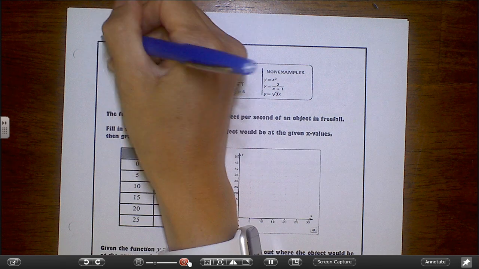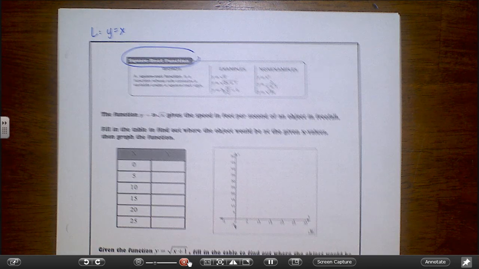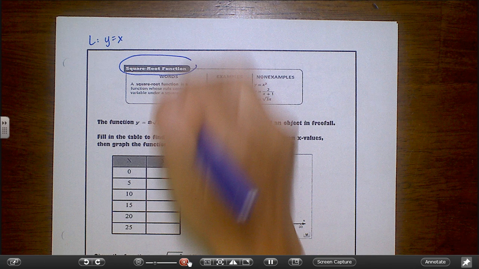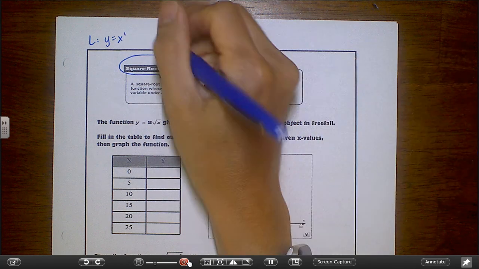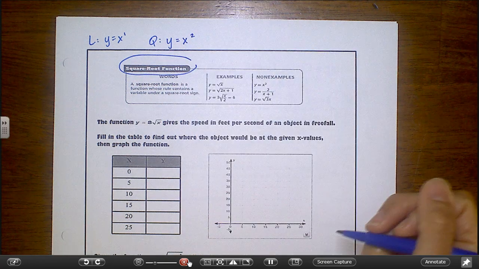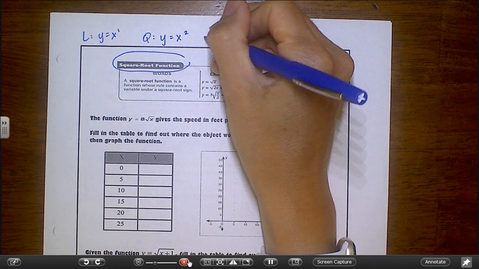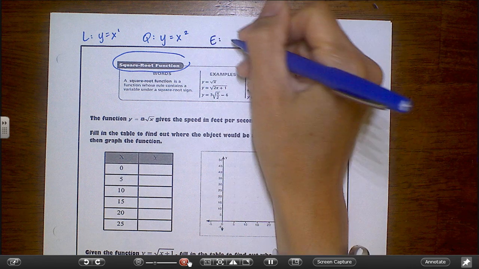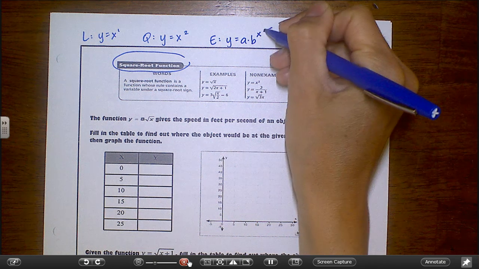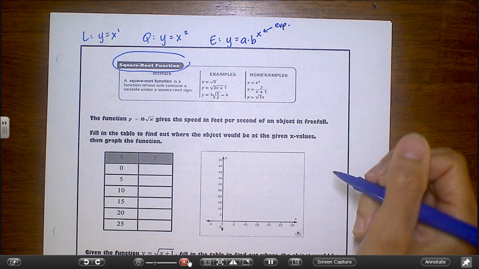So square root functions are easy to tell. Remember, linear functions, you have just y equals x, where x is a base with an exponent of 1. Quadratic functions, you have y equals x squared. So again, x is a base and it's raised to the second power. Exponential functions that we did last week, we have y equals a times b to the x. So remember, we knew that because x was in the exponent, hence the name exponential functions.